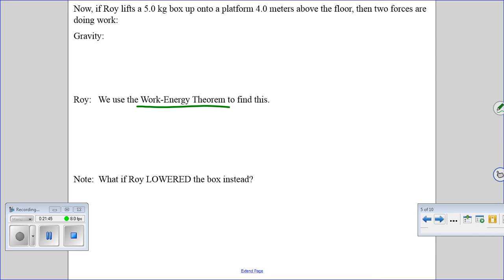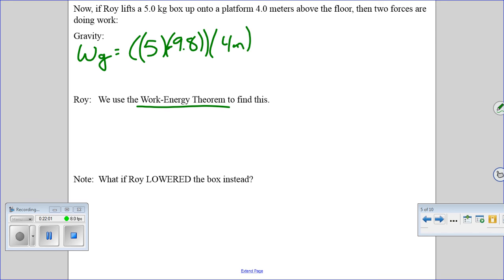All right. So we're lifting a box up onto a platform. So the work done by gravity, well, that's just going to be the force of gravity, which is still 5 times 9.8. And then he's lifting it up, so the displacement's going to be positive 4 meters. And you get negative 196 joules, right? Just like when we threw it up in the air, right?